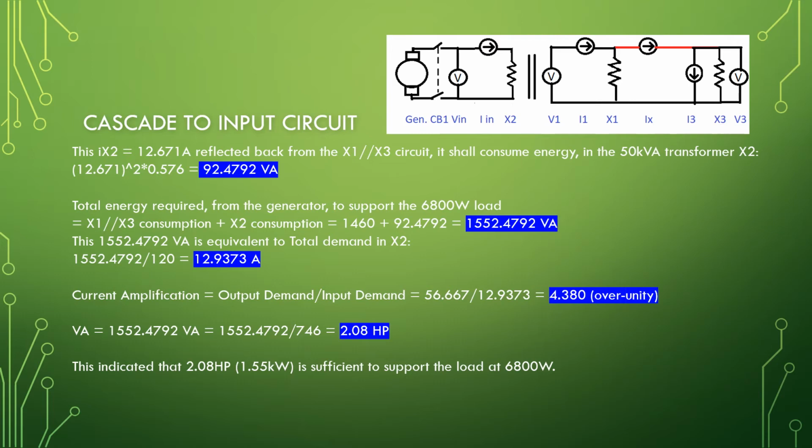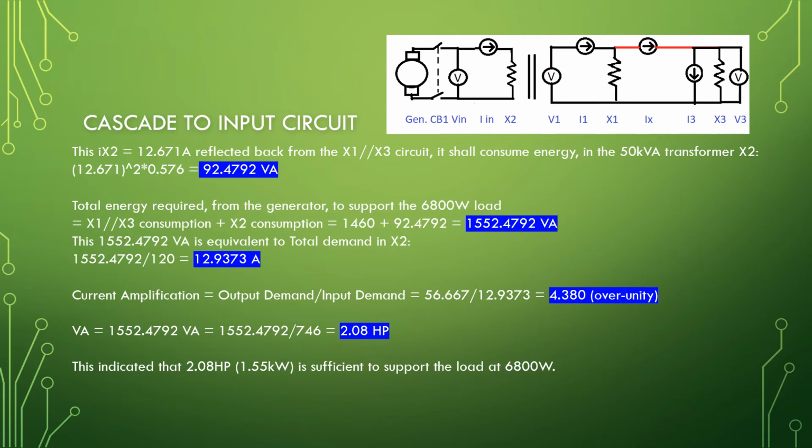1,552.4792 VA divided by 120 volt equal to 12.9373 ampere. Current amplification equal to output demand divided by input demand equal to 56.667 divided by 12.9373 equal to 4.38 over unity.